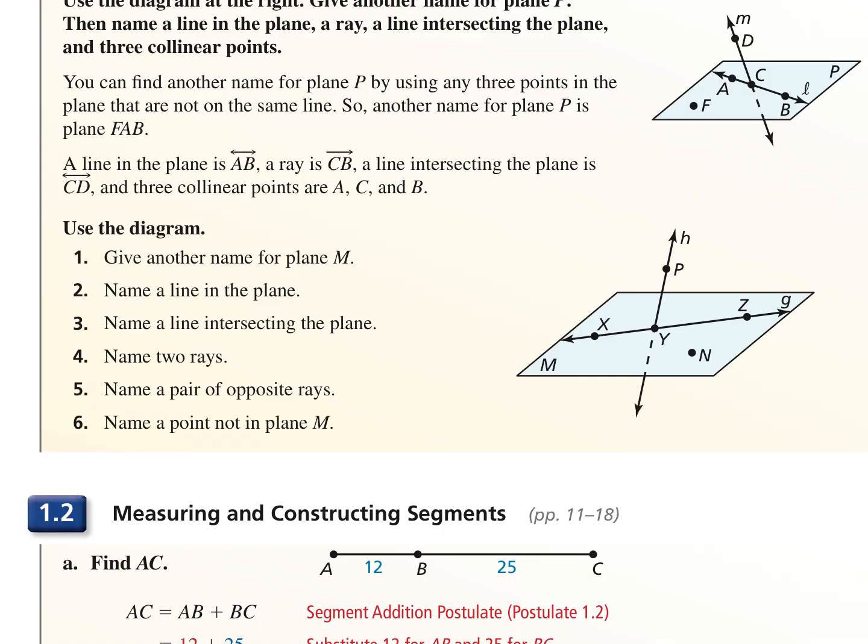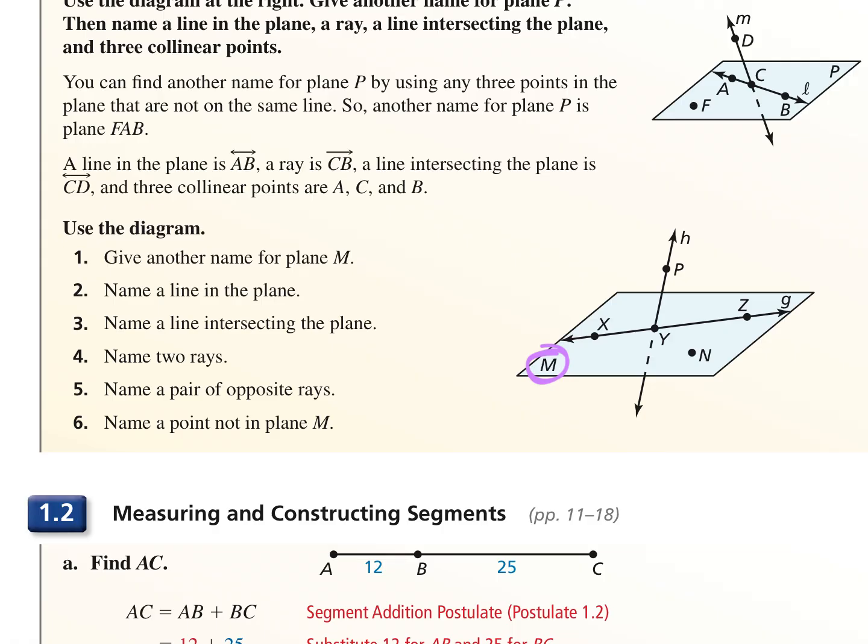Looking at the first question, it says, give another name for the plane M. There are a lot of names you could name it. Keep in mind they're using one capital letter. And where are they finding that capital letter? It's right here in the corner. Keep in mind there is no point on there, so that is my plane.